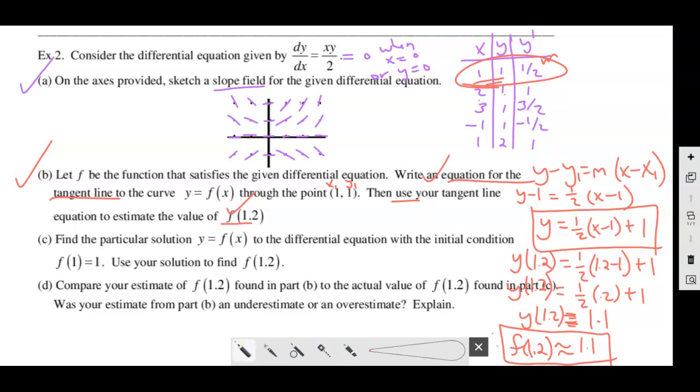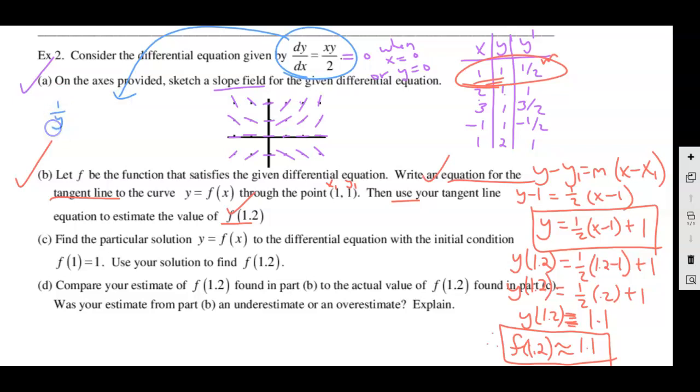Let's now move it over and let's do part C. Now it says find that solution. And then once we have separated and once we have integrated, then we can actually find the true exact value of f of 1.2. Okay, let's take this guy. I'm going to do that work over here. And then let's separate and integrate.